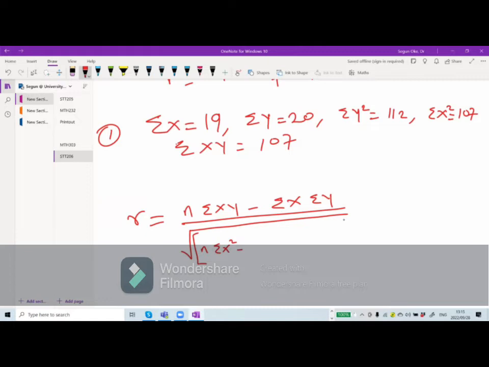Minus summation X, summation X squared. Bracket, N summation X squared, minus summation Y raised to power 2.